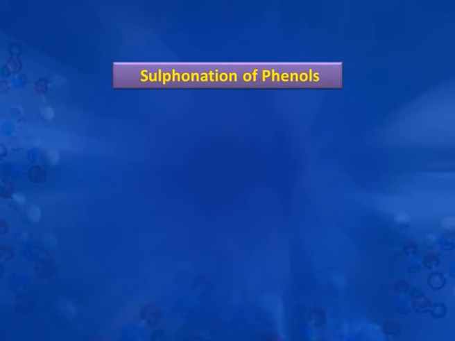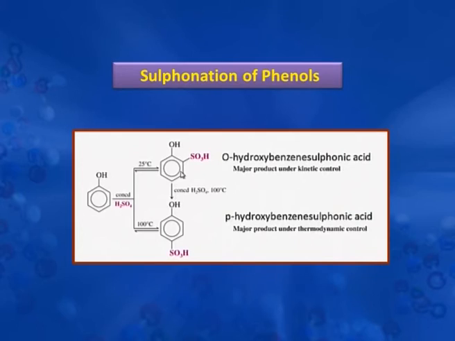We will now discuss the sulfonation of phenols. When phenol is treated with sulfuric acid, sulfonation takes place. Now, sulfonation is an example of electrophilic substitution reaction, but this depends on temperature. That is, if we carry out the reaction at low temperature of about 25 degrees centigrade, then it has been found that we get ortho-hydroxy benzene sulfonic acid as the major product. But if the same reaction is done at 100 degrees centigrade, then the major product is para-hydroxy benzene sulfonic acid.